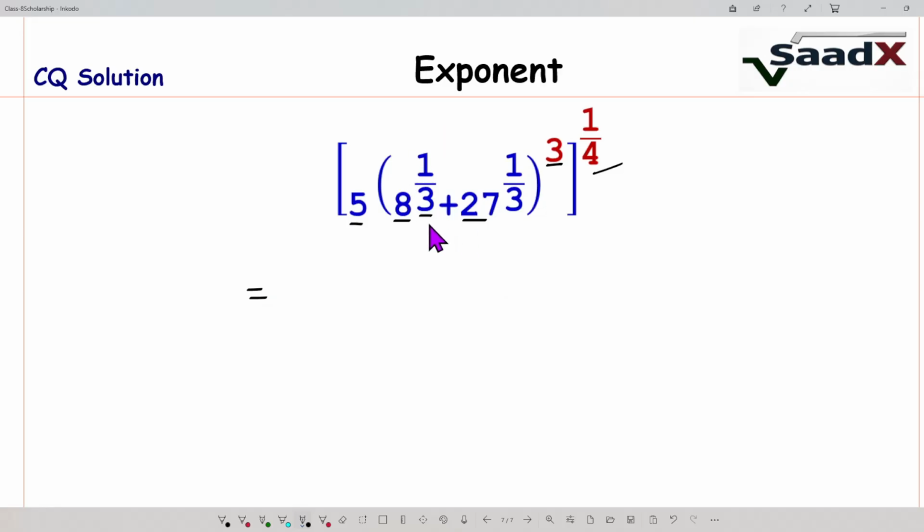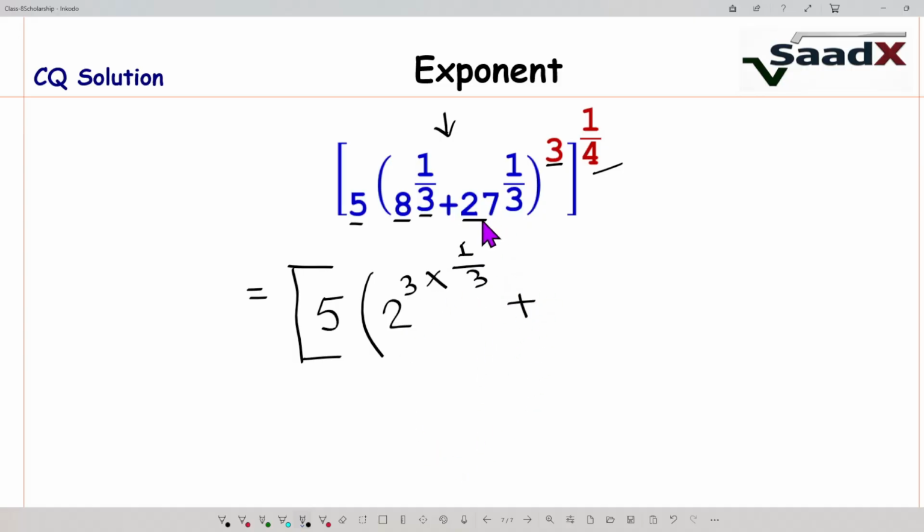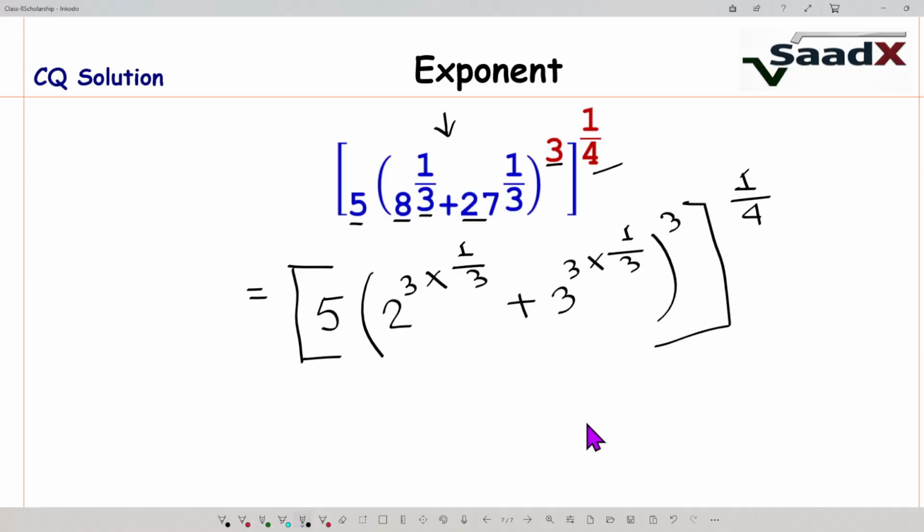First, we have to work on what? First the bracket. Okay? So the 5 will be unchanged. This 8 we can write as 2 to the power 3, times 1 by 3, plus 27 we can write as 3 to the power 3, times this 1 by 3. Bracket will be closed. Here the power will be 3, and the third bracket will be closed. Here is 1 by 4, it's a power.